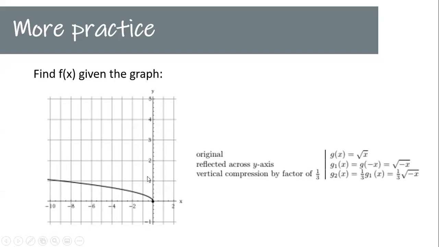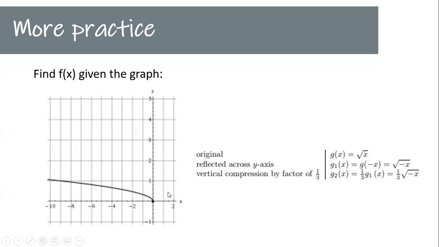So again, we're going to reflect it across that y-axis. So anywhere that we see an x, it's going to be a -x. So that'll give us a square root of -x. And then we see that it's vertically compressed, and we can figure out that it's by a factor of 1/3. So our final answer is 1/3 square root of -x.